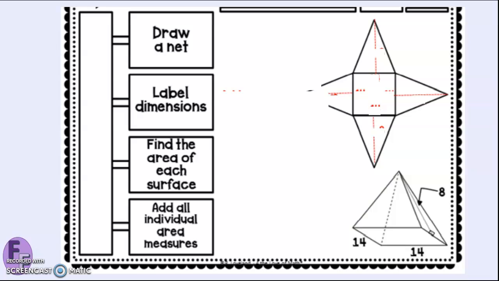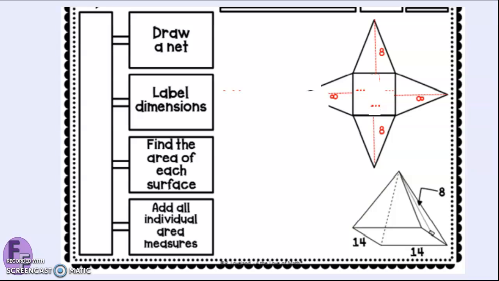To find the surface area, the first step is to draw your net. Here we have a square pyramid. The base is a square and the sides are triangles. So we draw the square first and then the triangles on each side. Our dimensions for the square are 14 by 14 and the height of the triangle is 8. So then we go and label our dimensions on our net.